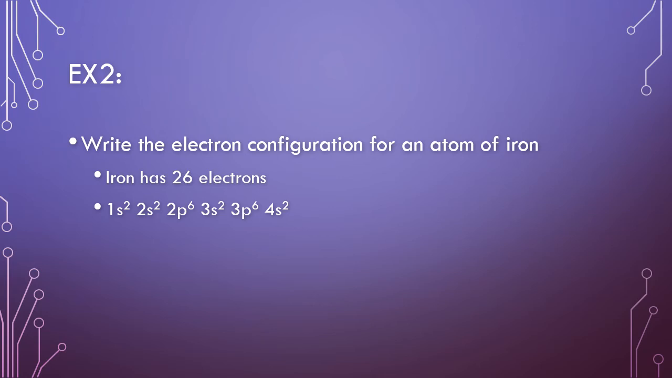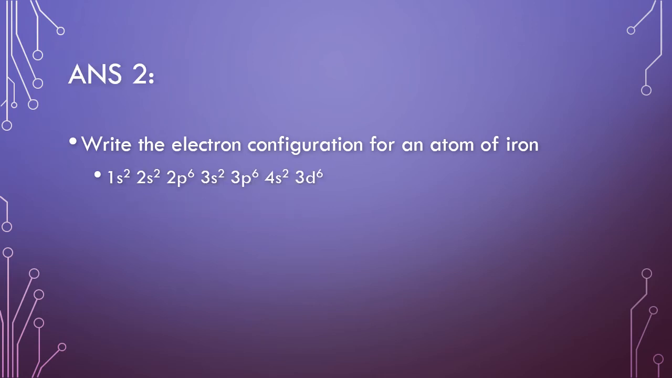After 4s comes 3d. D can hold up to 10, however, we only need homes for 6 more. The complete electron configuration for iron will therefore be 1s2, 2s2, 2p6, 3s2, 3p6, 4s2, 3d6. You'll notice 2 plus 2 makes 4, plus another 6 makes 10, plus 2 makes 12, plus 6 makes 18, plus 2 makes 20, plus 6 makes 26. All 26 electrons have found a home.